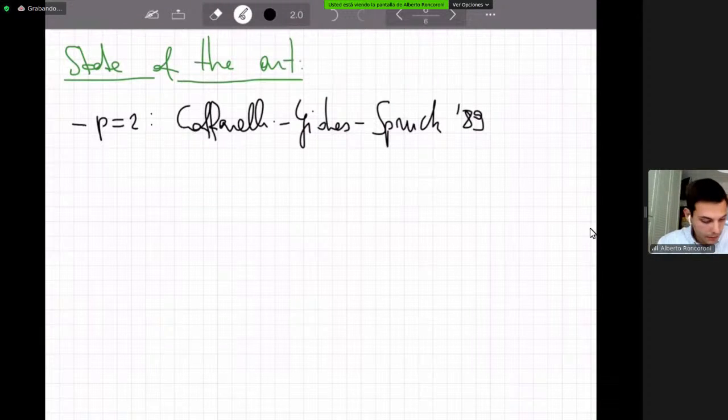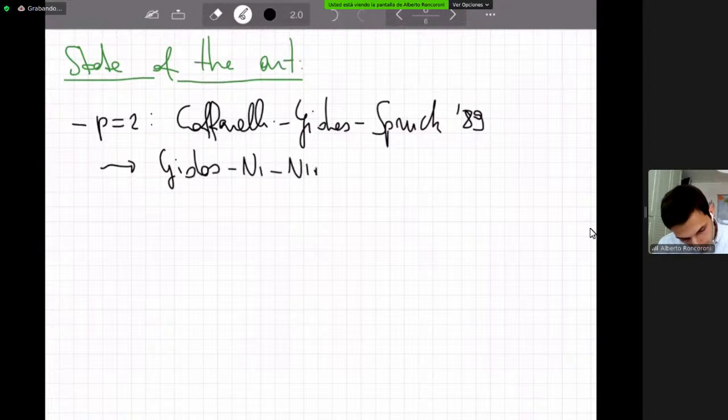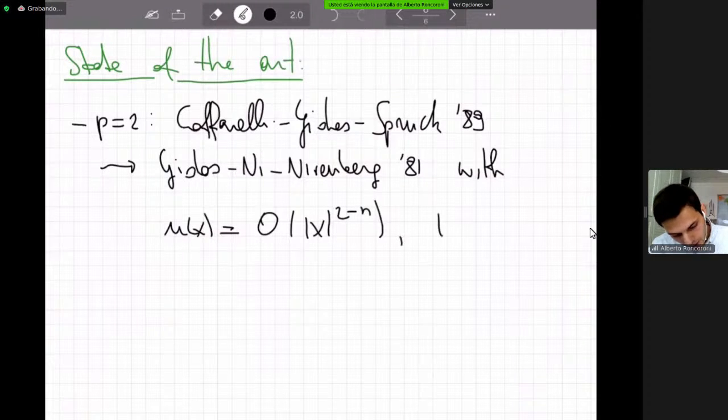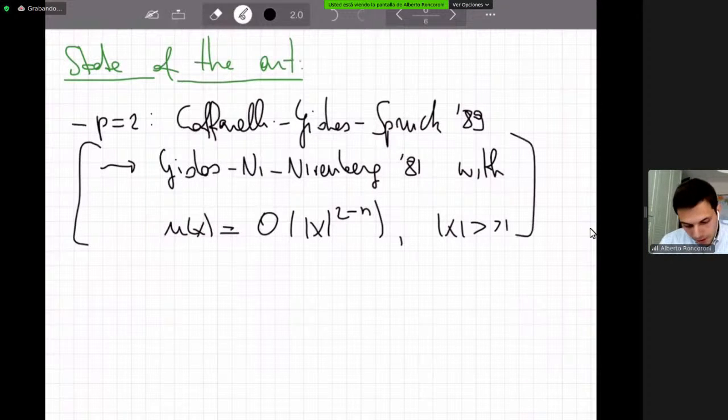And actually, there is also a paper by Gidas and Nirenberg, which is very important, in '81, so it's before this paper, but they proved the theorem with this additional assumption, so that U of X is a big O of the fundamental solution for X large. Okay, so they assume this condition, but this is an important paper in the PDE world.